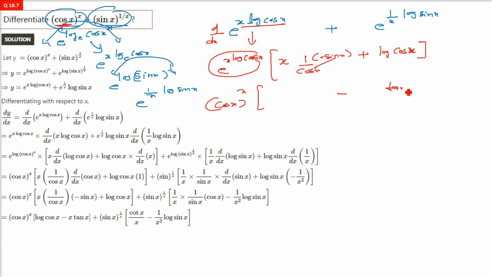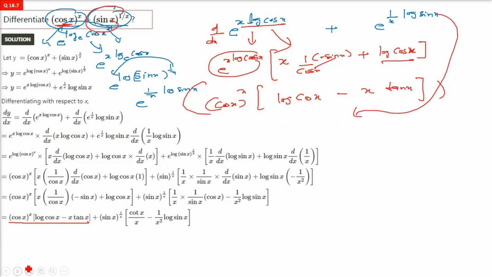Minus tan x minus x tan x it is. What is log cos x? Log cos x is log cos x only. So cos x to the power x, log cos x minus x tan x. This from here to here, we have already done for cos x to the power x. Now sin x to the power 1 by x, that is e to the power 1 by x log sin x. We'll do it now.